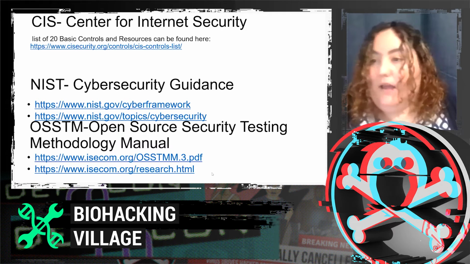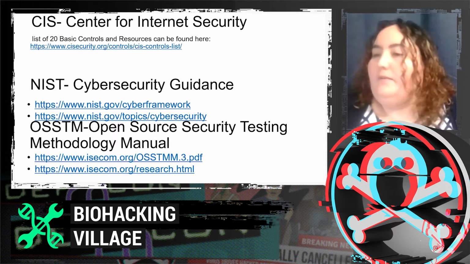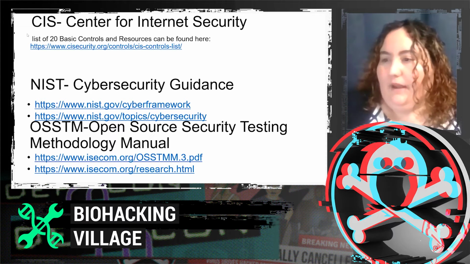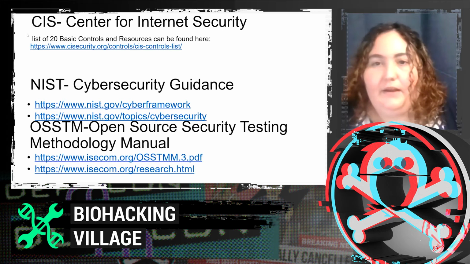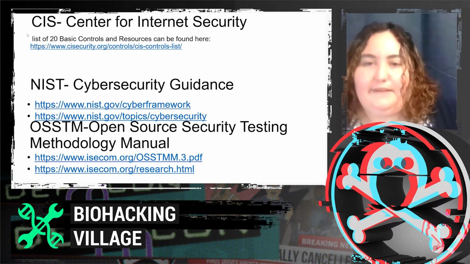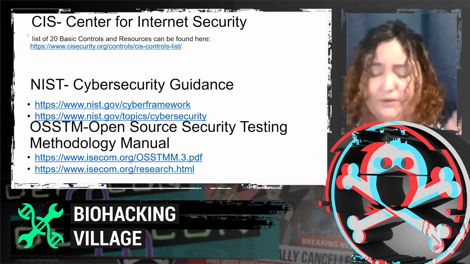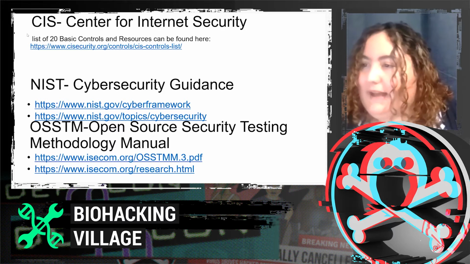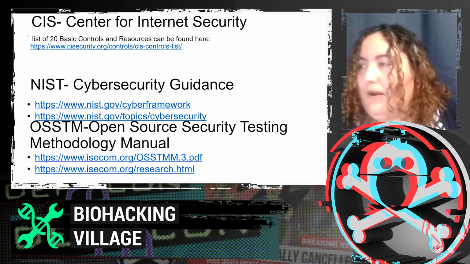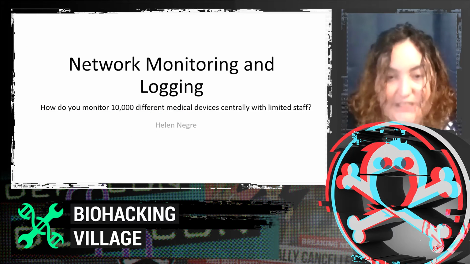And here's the beginning of the resources. There are CIS, so the CIS and NIST, and then the open source testing manual, as well as links to many articles and demos. And that is the end of our basic network security section. Moving on to the next section.